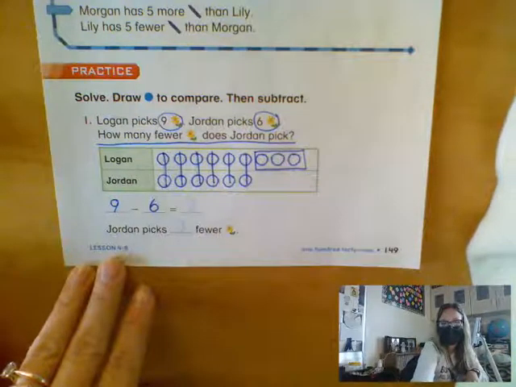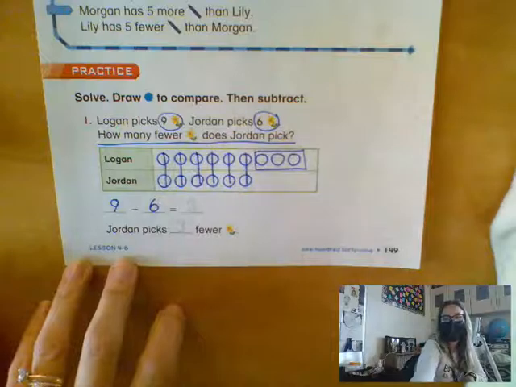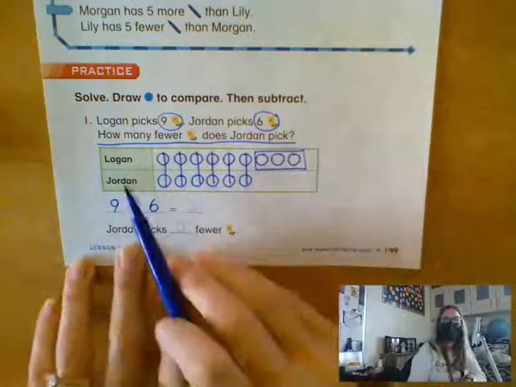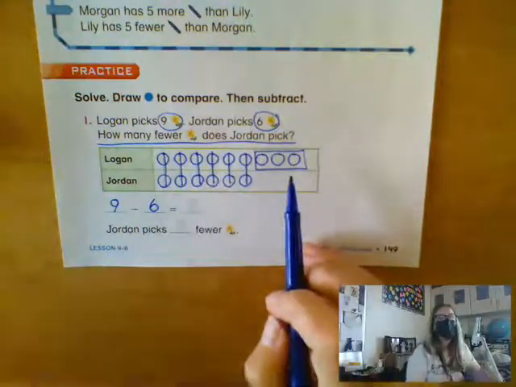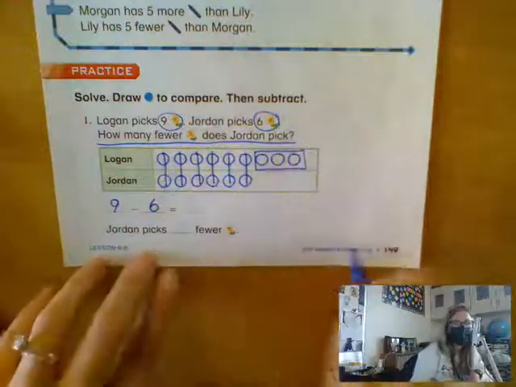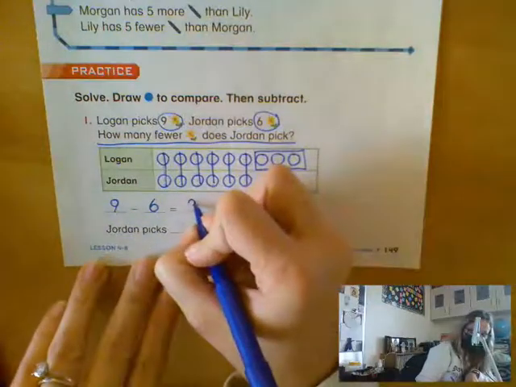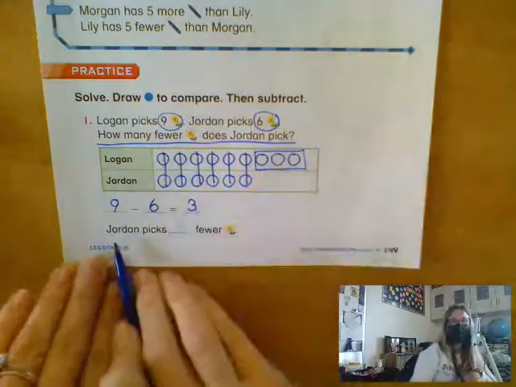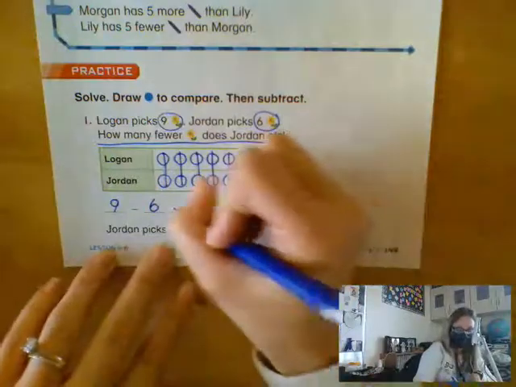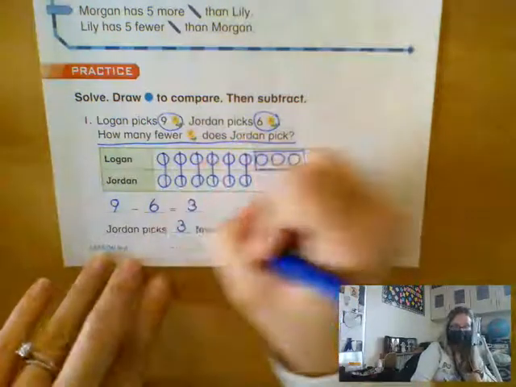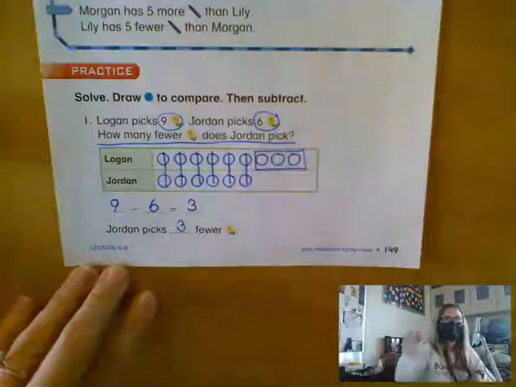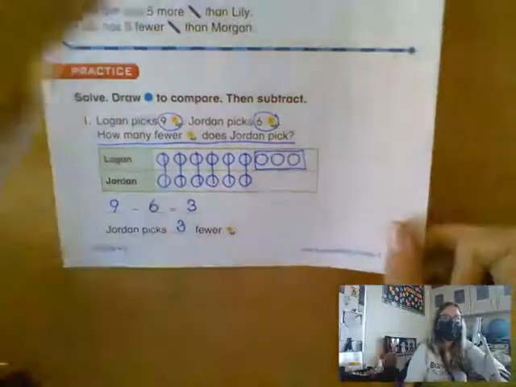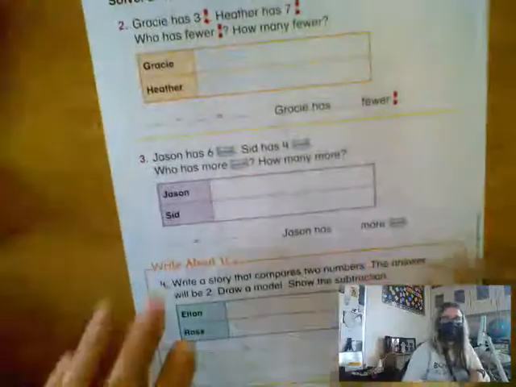Okay? All right, so now if we know that Jordan has 3 fewer daisies, you can trace the 3. And then at the bottom it says Jordan picks 3 fewer daisies. All right, friends, eyes on your paper. Go ahead and turn the page. We're looking now at number 2.